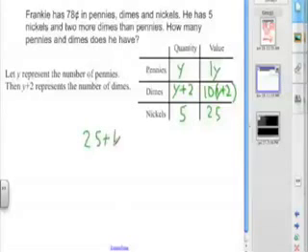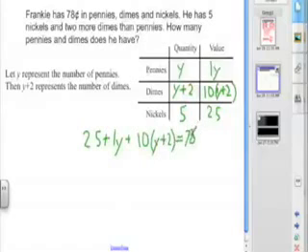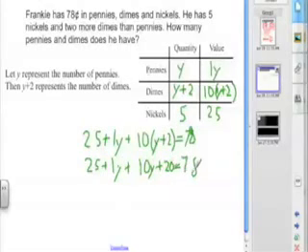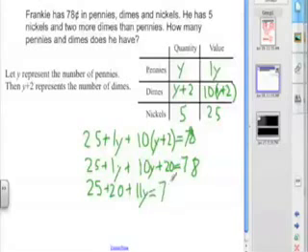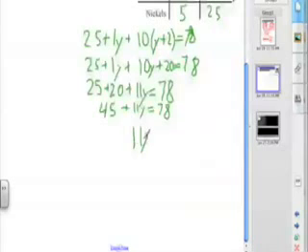Our equation would be 25 plus 1y plus 10(y plus 2) equals 78. Using the distributive property, we collect like terms. So 25 plus 1y plus 10y plus 20 equals 78. We collect like terms and use 25 plus 20 plus 11y, combining the 1y plus 10y. 25 plus 20 equals 45, plus 11y equals 78. So we do 11y equals 78 minus 45.